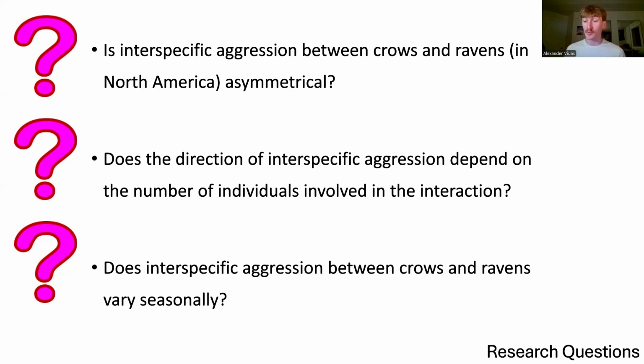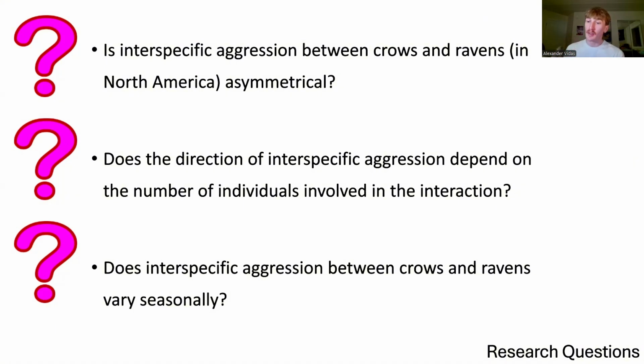is interspecific aggression between crows and ravens asymmetrical? If we remember the trends in IA, we noticed that that number is typically a bit skewed. It's typically not 50-50, and we expect it to not be 50-50 between the agitators in crows and agitators in ravens. The second question that we're going to ask is, does the direction of interspecific aggression depend on the number of individuals involved in the interaction?